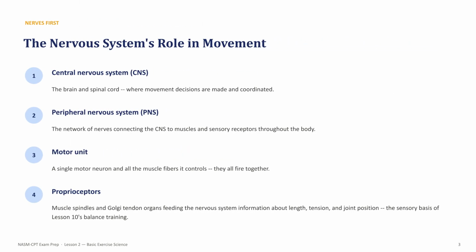Let's start with nerves. First, the central nervous system, or CNS. That's the brain and the spinal cord, where movement decisions are actually made and coordinated. Second, the peripheral nervous system, or PNS. This is the network of nerves connecting the CNS to muscles and sensory receptors throughout the body. Third, the motor unit, a single motor neuron and all the muscle fibers it controls. Here's the key detail. They all fire together.